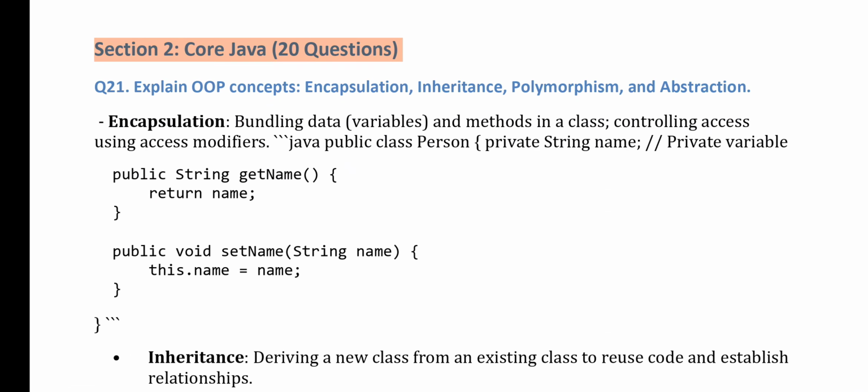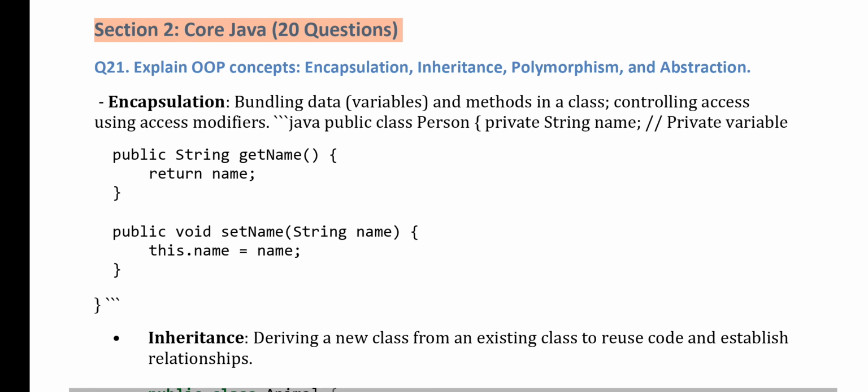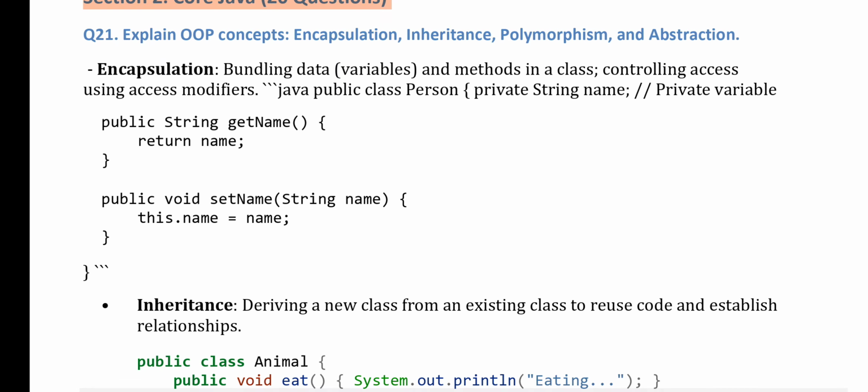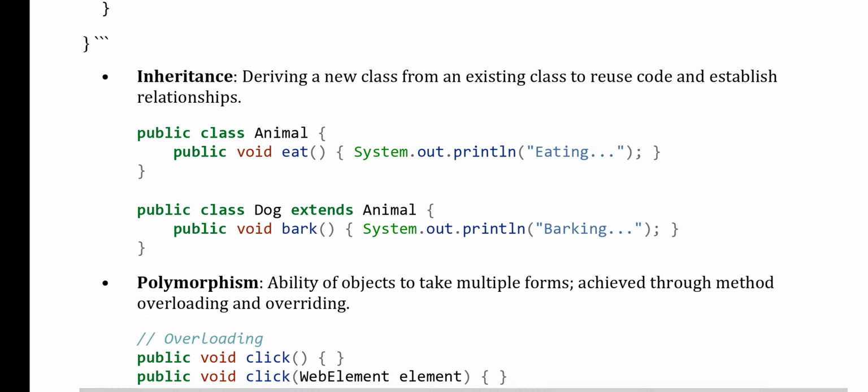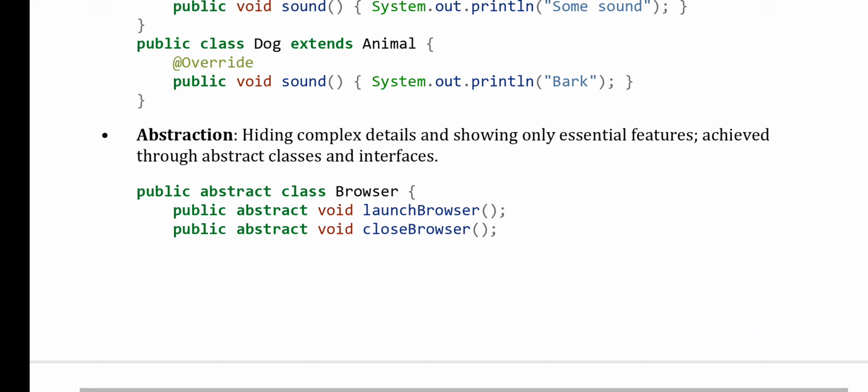The next section is about core Java. So these are the commonly asked interview questions. You have to be thorough with this. Explain the OOPS concepts, especially encapsulation, inheritance, polymorphism, and abstraction. Can explain with a code sample.